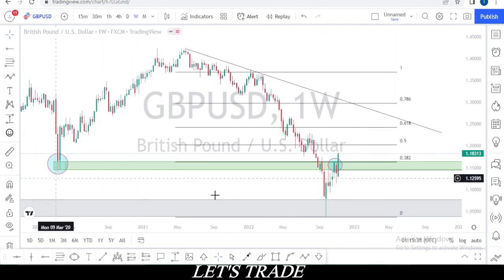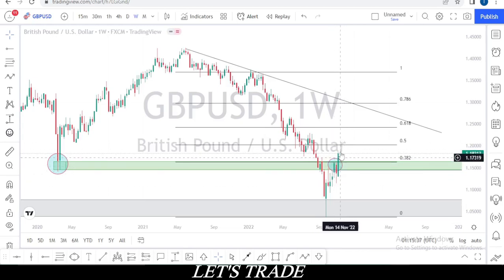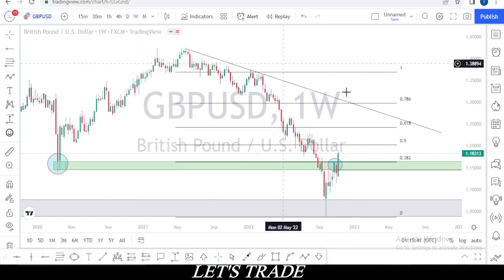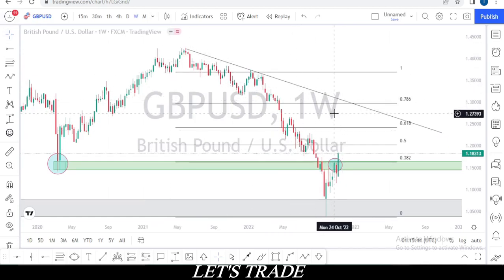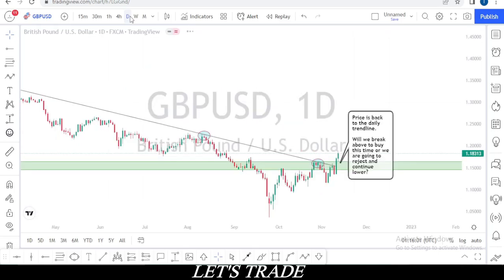All right, so now that we've taken out this zone with such an impulsive weekly candlestick, open and closed, then this counter trend line is a possibility, but I don't want us to jump ahead of ourselves. All right, let's take things one step at a time. Let's go to the daily time frame.